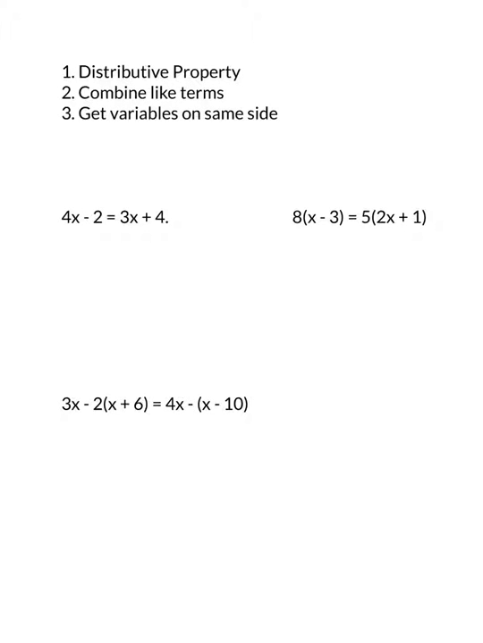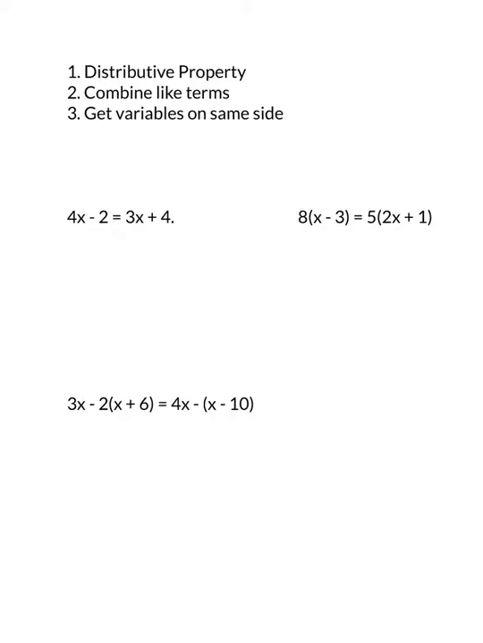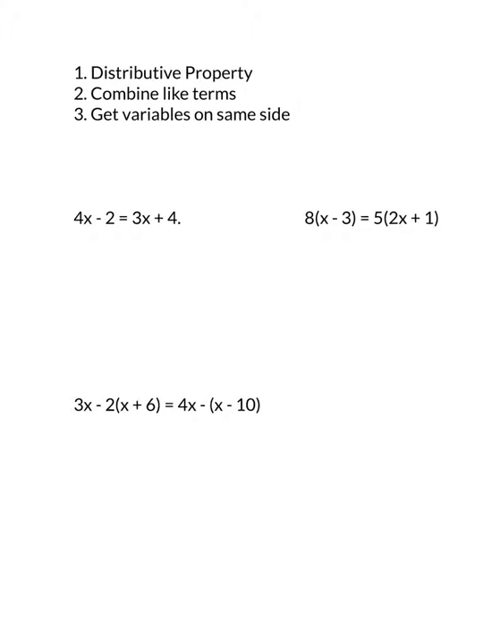When solving equations with variables on both sides, there's 3 steps that you need to follow. Step 1 is to look and see, do I have distributive property? If I do, make sure you do your distributive property. Step 2, combine your like terms. Step 3 is the most important one. Get your variables on the same side. Before you start adding and subtracting any constants, work with your variables first.